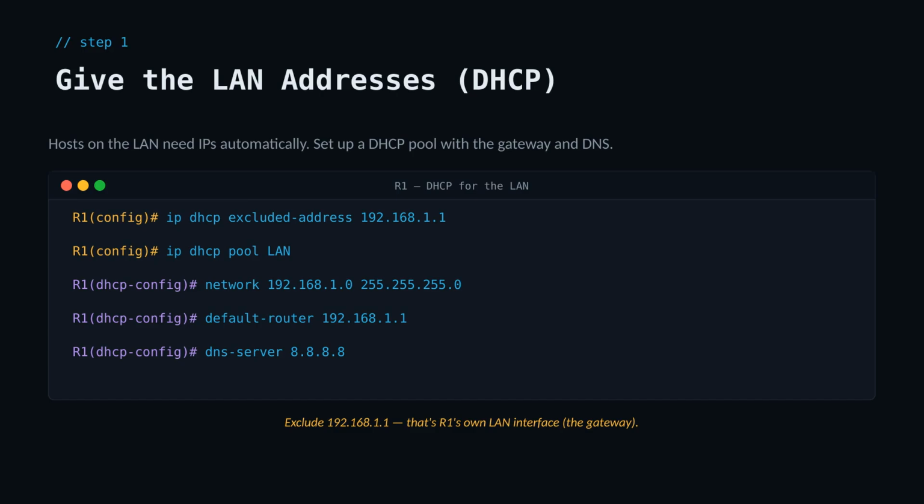We start by excluding 192.168.1.1 from the pool. Because that address already belongs to R1's inside interface, we don't want to hand the gateway's IP to a laptop. Then we create a pool called LAN, pointed at the 192.168.1.0/24 network, set the default router to R1 itself, and give clients 8.8.8.8 for DNS. That's the inside fully self-serving addresses now.